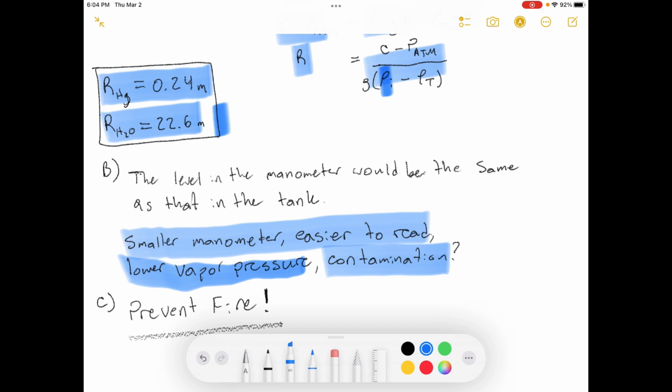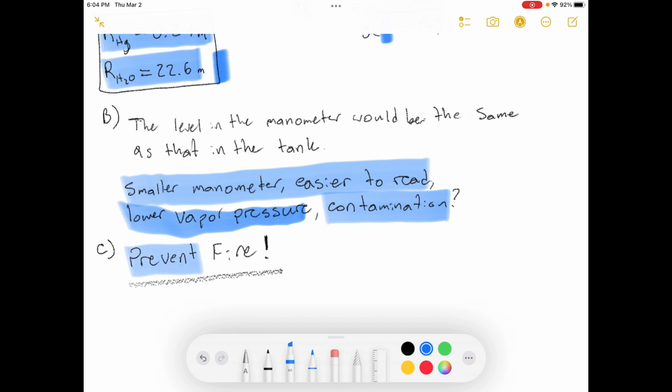Now let's go to part C. What is the purpose of the nitrogen blanket? Now this one actually took me a little bit of thinking. I was like, why did they pressurize it with just the atmosphere pressure of nitrogen? That is a little odd. But then I realized that toluene, in the very beginning of the sentence, they said is a flammable gas.